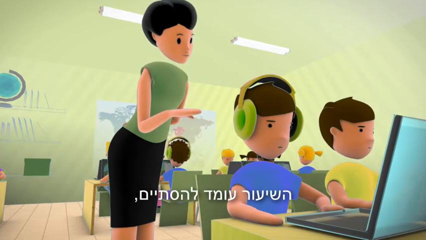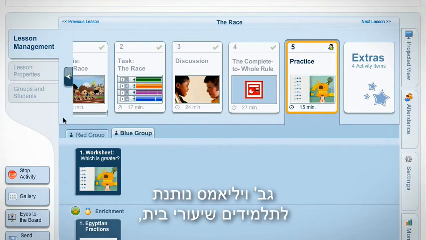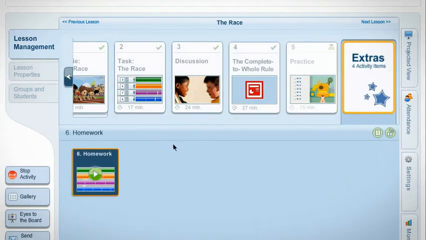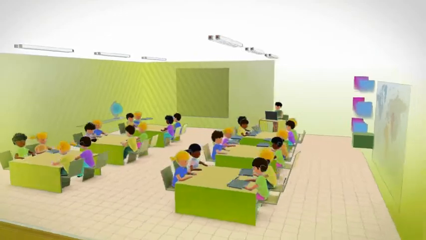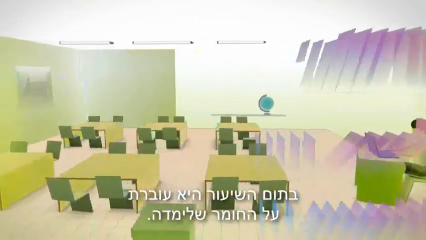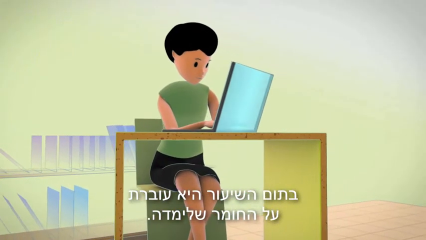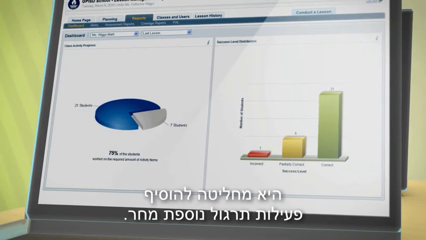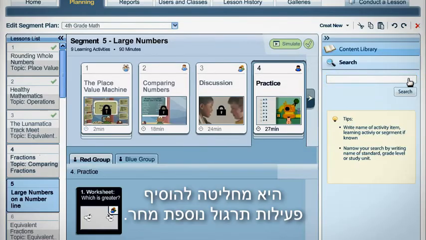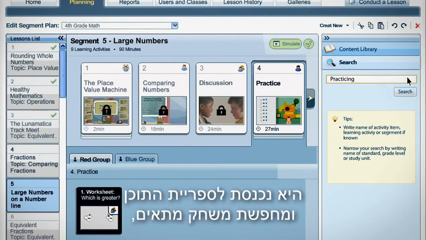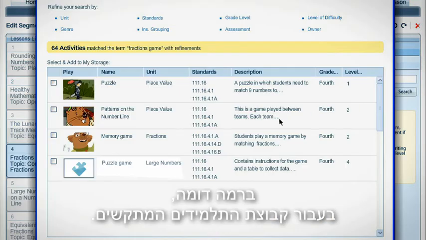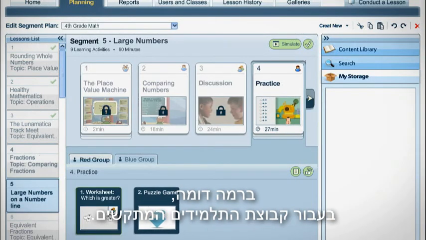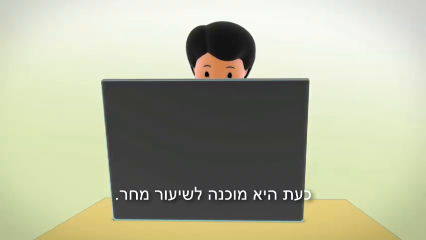The lesson is about to end, so Miss Williams assigns her class their homework, which they can complete online. After class, she chooses to log in to review the lesson she had just completed teaching. Based on her class performance that day, she decides to add more practice activities for tomorrow. So she searches the content library for an appropriate game that covers the same state standards and assigns the game to the group of weaker students. She is now ready for tomorrow's class.